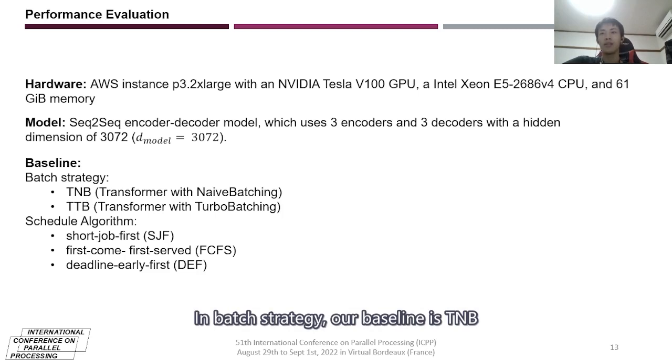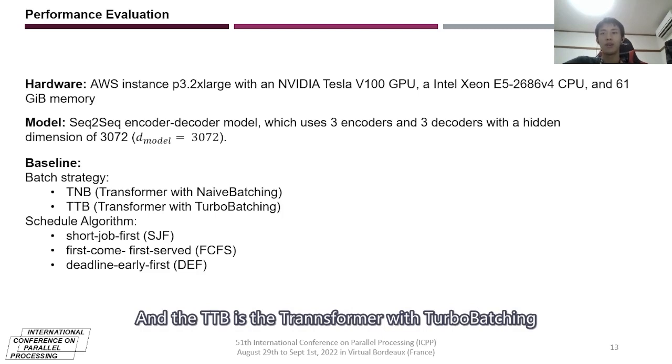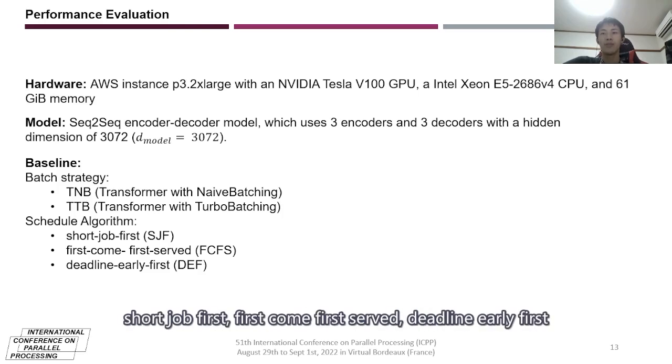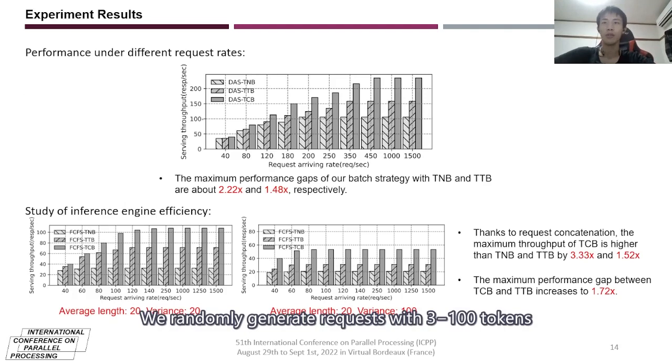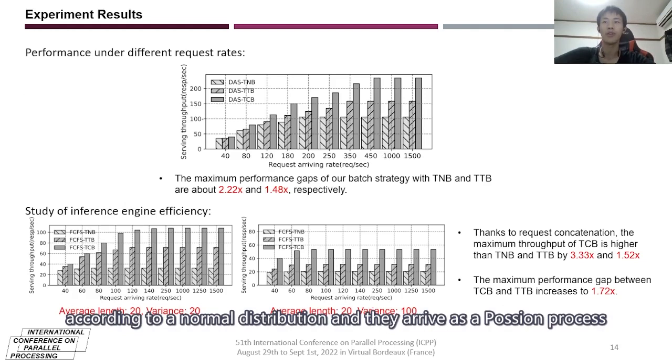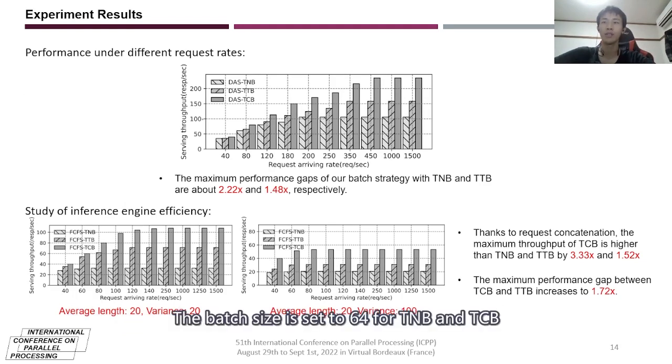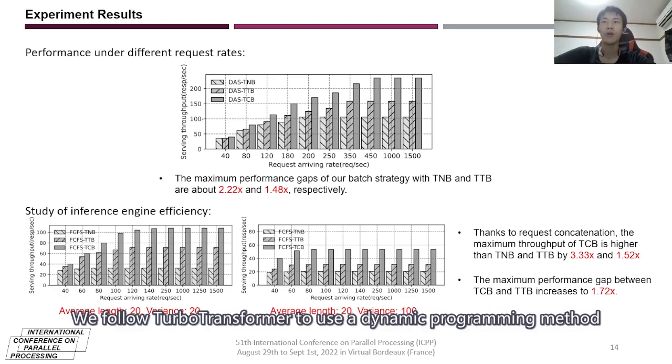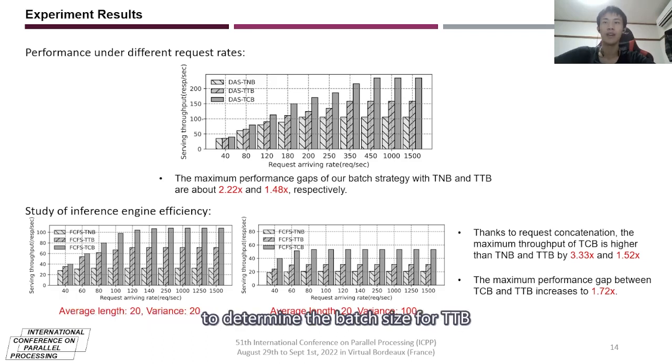our baseline is TNB, which is the transformer with level batching, and TTB is the transformer with turbo batching. We also compare with 3 scheduling algorithms: shortest job first, first come first served, and deadline earliest first. We randomly generate requests with 3 to 100 tokens according to a normal distribution, and they arrive as a Poisson process. The batch size is set to 64 for TNB and TCB. We follow Turbo Transformer to use a dynamic programming method to determine the batch size for TTB, as shown in the picture at the top.